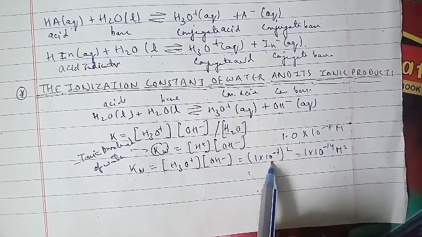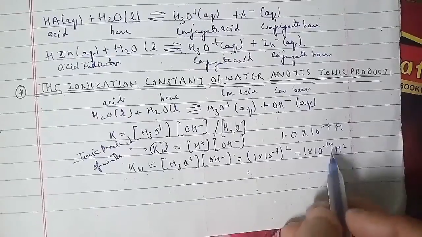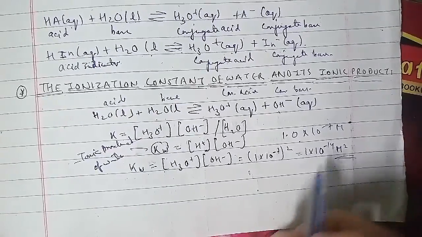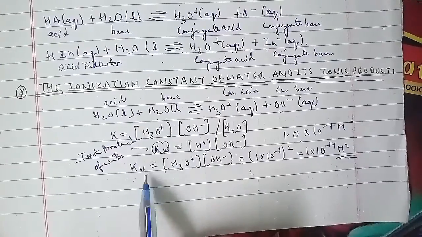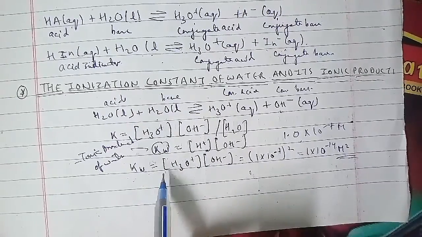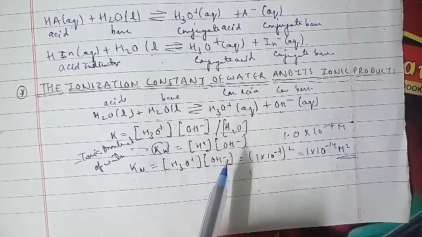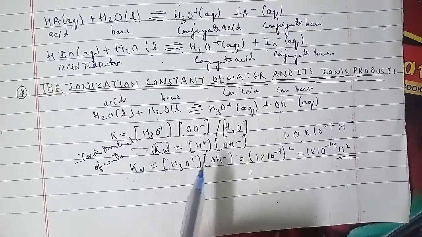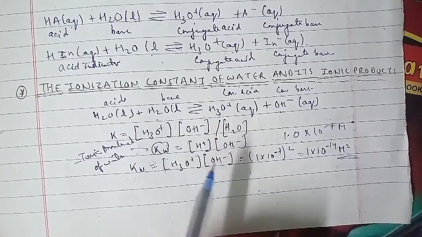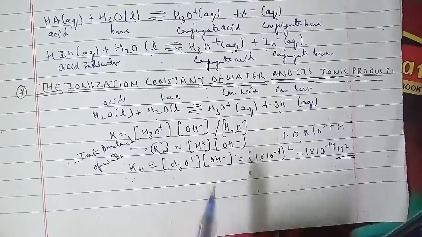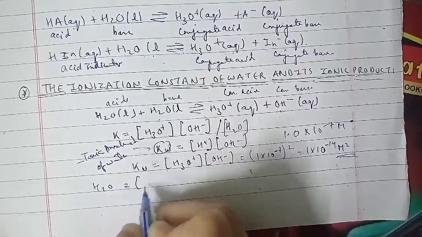The value of Kw here is temperature dependent, as it is an equilibrium constant. The density of pure water is 1000 gram per liter and its molar mass is 18.0 gram per mole. From this, the molarity of pure water can be found. If I'm finding out H2O, it is equal to 1000 gram per liter times 1 mole upon 18.0 gram per mole.